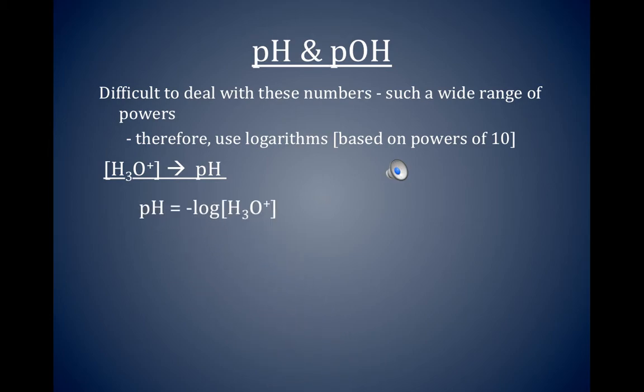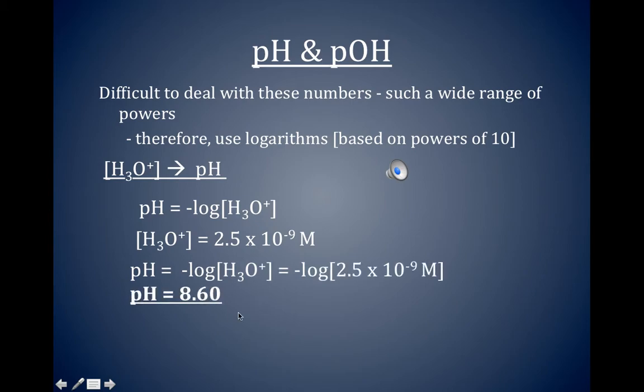So, to go from H3O+ to pH, we punch in our concentration of H3O+, we hit the log button. On my calculator it says log, and whatever I get, I hit the minus sign. So if I got a minus 4, I call it plus 4 for the pH. You just flip the sign. So you can try this out on your calculator. You can go 2.5 times 10 to the minus 9. Then you hit the log button, and then you change the sign. And when you do that, you get 8.60.